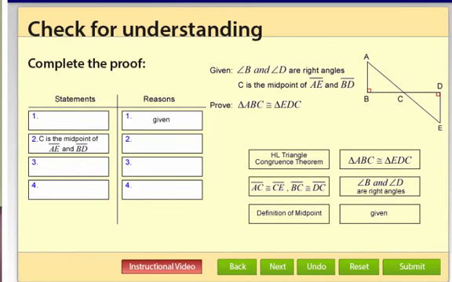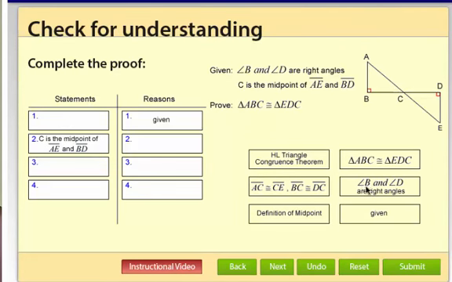Complete the proof. Here we are given angle B and angle D are right angles, and that C is the midpoint of segments AE and BD. Then we're going to prove triangle ABC congruent to triangle EDC.